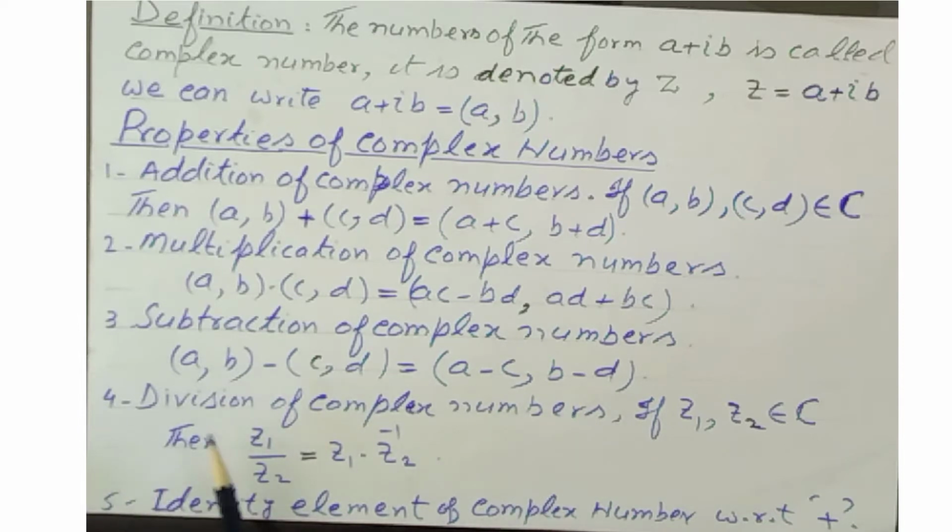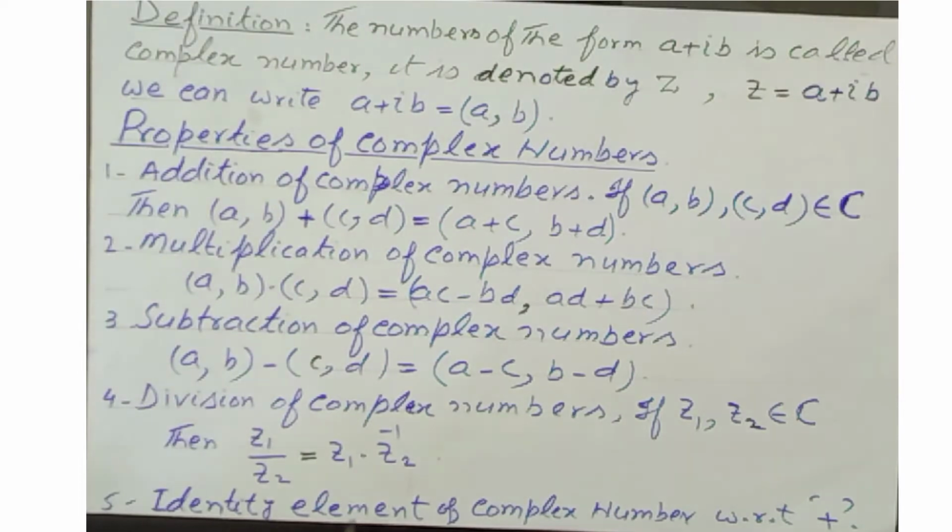Number 4. Division of complex numbers. If z1 and z2 belong to C, then z1 over z2 equal to z1 into z2 inverse. This is the multiplicative inverse of z2. We multiply z2 inverse by z1, then we find z1 over z2.